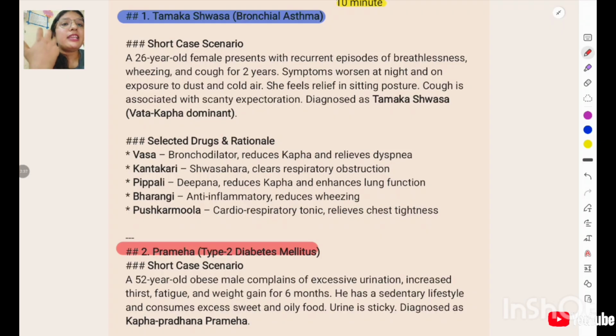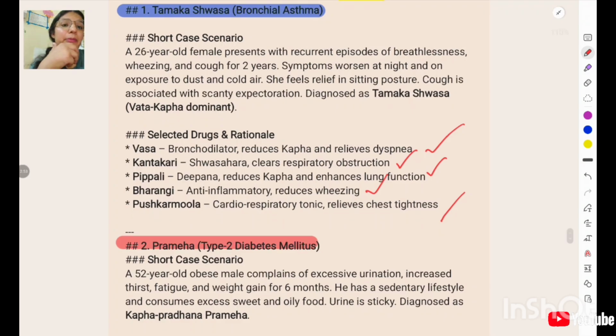So the selected drugs are Kasahara drugs. For example, Vasa, very good because it has a synonym of Kasotpadanam also, Kantakari, Pippali, Bharangi, and Pushkaramula. And I have written the rationale also, so you can write this to get more marks in the paper.